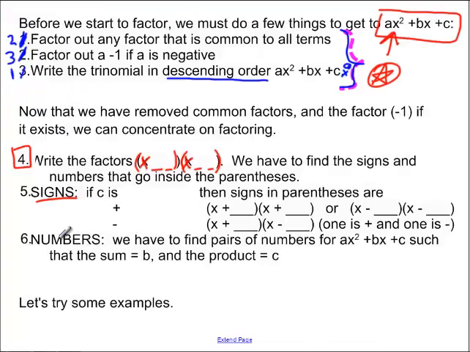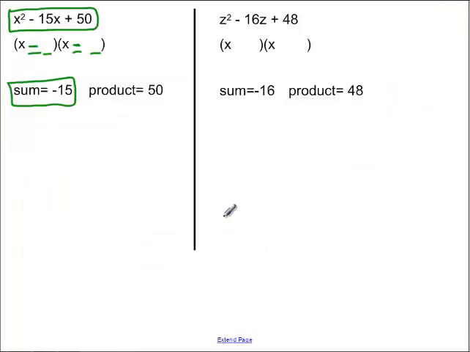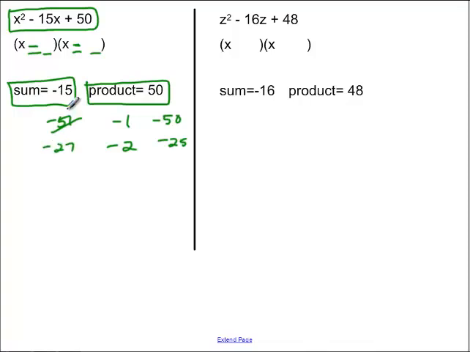So let's go back here and refresh. Find the pair of numbers such that the sum of those two numbers is b and the product is c. Probably the easiest way to go would be to start with our product and say, well, the product is 50 and they both have to be negative. So let's start with -1 times -50. That would give us a product of 50. Would it give us a sum of -15? Well, -50 plus -1 is -51. So we throw that one away and go to the next one. How about -2 and -25? That adds up to -27, not -15.